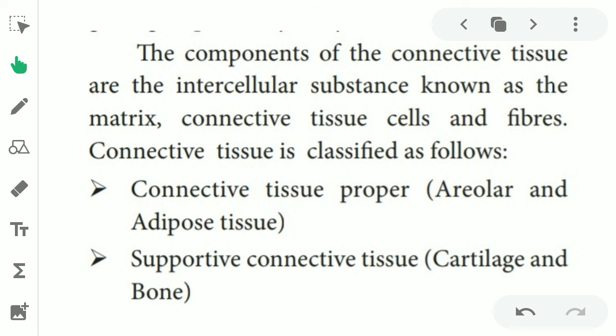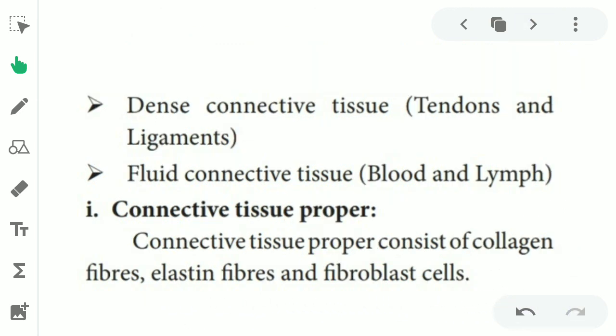Components of connective tissue: the intercellular substance is called the matrix. Connective tissue cells and fibers are present in the matrix. Connective tissue is classified into connective tissue proper, areolar and adipose tissue; supportive connective tissue, cartilage and bones; dense connective tissue, tendons and ligaments; and fluid connective tissue, blood and lymph. First one, connective tissue proper. Connective tissue proper consists of collagen fiber, elastin fiber and fibroblast.